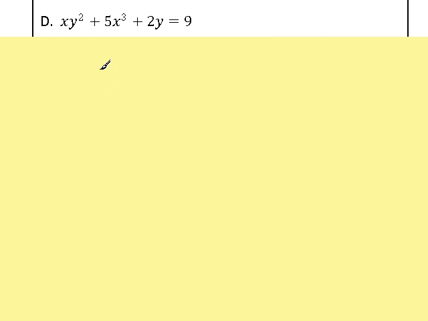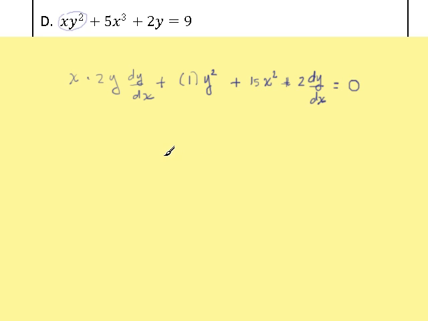Okay, in part D, we're going to do implicit differentiation. The first term requires the product rule. So let's start. We have the first times the derivative of the second. That would be 2y dy/dx. Plus the derivative of x is 1 times the second. Plus the derivative of 5x cubed, that would be 15x squared. Plus the derivative of 2y, that would be 2 dy/dx, is equal to the derivative of 9, which is 0.